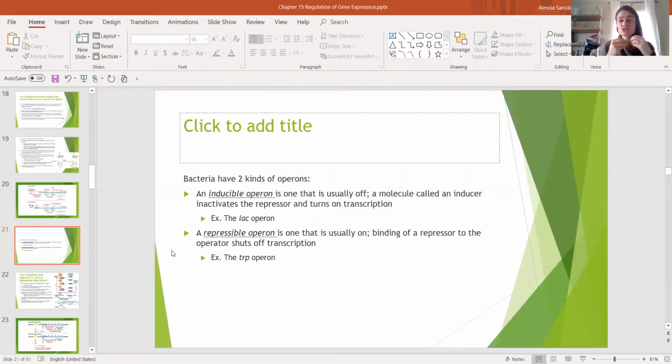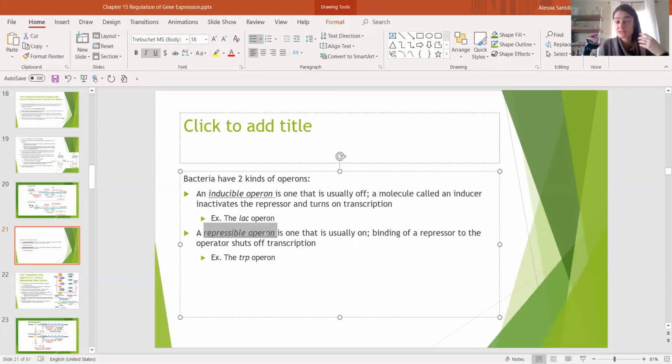If the structural genes encode enzymes that are necessary for digestion and catabolism, that is usually an inducible operon. If the structural genes encode enzymes that are necessary for anabolic pathways, so biosynthesis, making things from scratch like amino acids or vitamins, those are usually repressible operons. And in fact, we're going to be looking at the tryptophan operon. This operon makes the amino acid tryptophan.